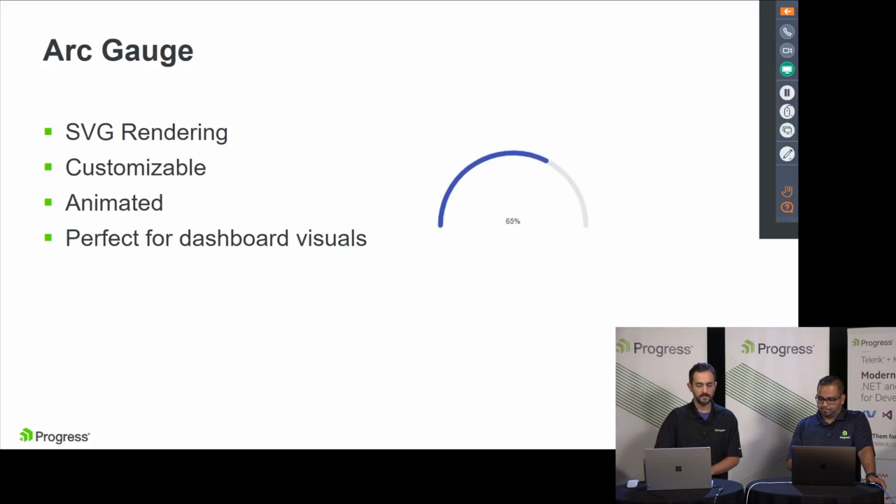Okay. Another brand new control for us is the ArcGauge. So this is an SVG rendered gauge that we can use to build dashboards and really rich UIs for monitoring data and things like that. It's very customizable. You can change the colors. The center piece has a template section, so we can decide what we want to display on the inner part of the gauge. It's got animations. It's perfect for those big dashboard applications. Maybe you're monitoring IoT devices or something like that.